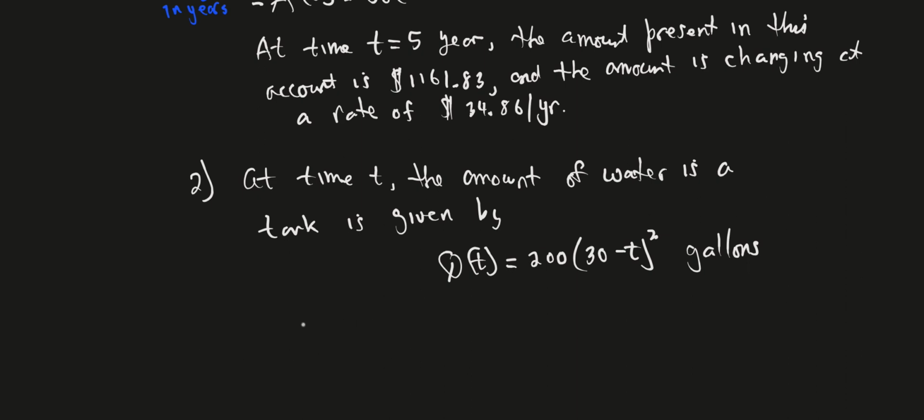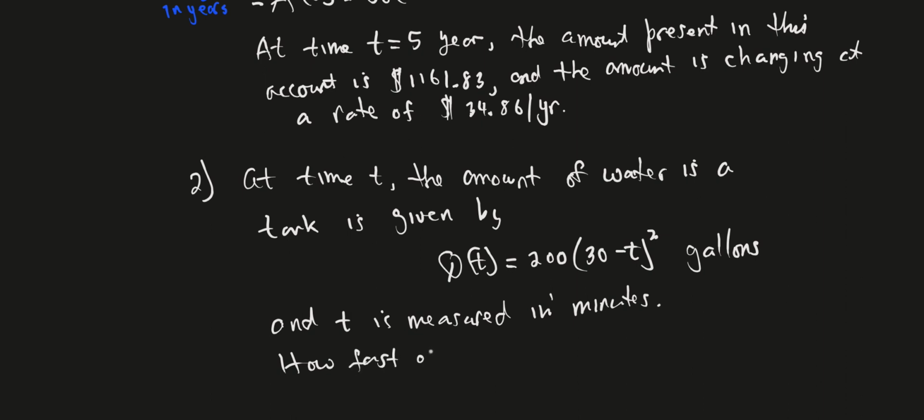And let's ask this question. Oh, and let's say Q is measured in gallons and t is measured in minutes, right? A unit of time. So here's our question. How fast is the amount of water changing at t equals, let's say, 10 minutes.